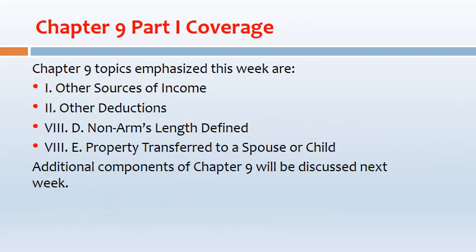We're going to cover chapter 9 of the text in 2 parts. In this first part, the topics that we're going to emphasize are specifically going to be Roman numeral 1, other sources of income, Roman numeral 2, other deductions, and then I want you to skip to Roman numeral 8, where we're going to talk about part D here, non-arm's length, the definitions of non-arm's length, as well as part E, which is specifically discussing property that's transferred to a spouse or a child. We will tackle other components of chapter 9, but not until the subsequent week.